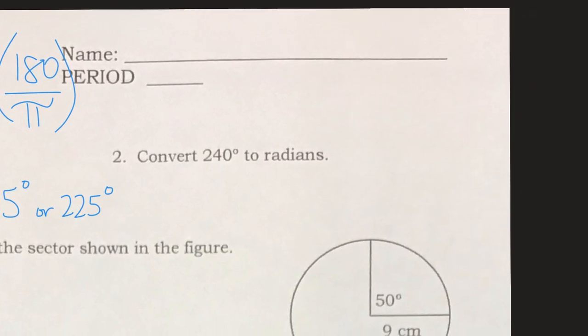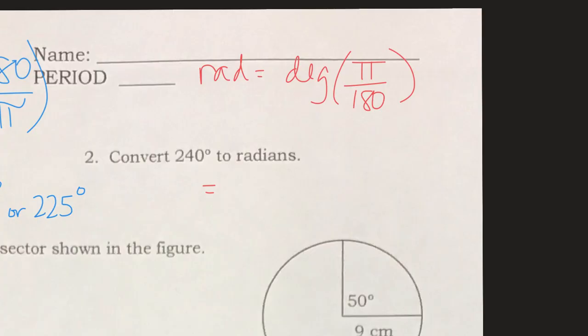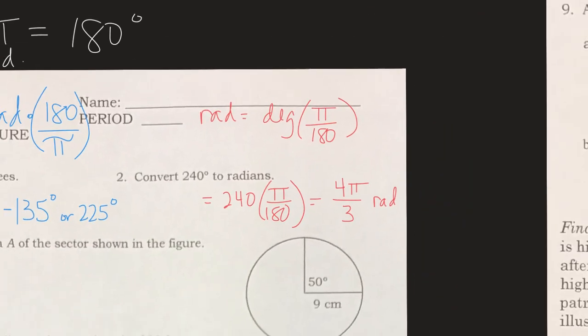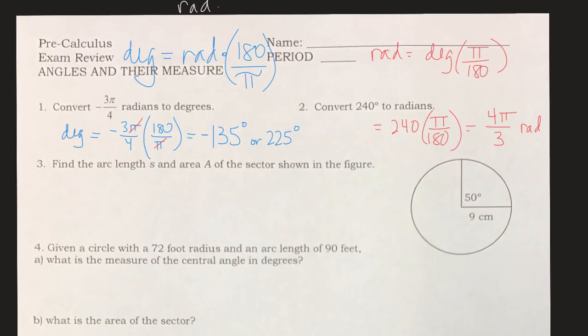So going the other way, if we want to convert degrees to radians, your radian angle measure is equal to the degree times pi over 180. All we do is we flip that ratio, and we're going to have a radian angle. So 240 times pi over 180. 4 pi over 3 is what that simplifies down to. So there's your conversions from degrees to radians and from radians to degrees.